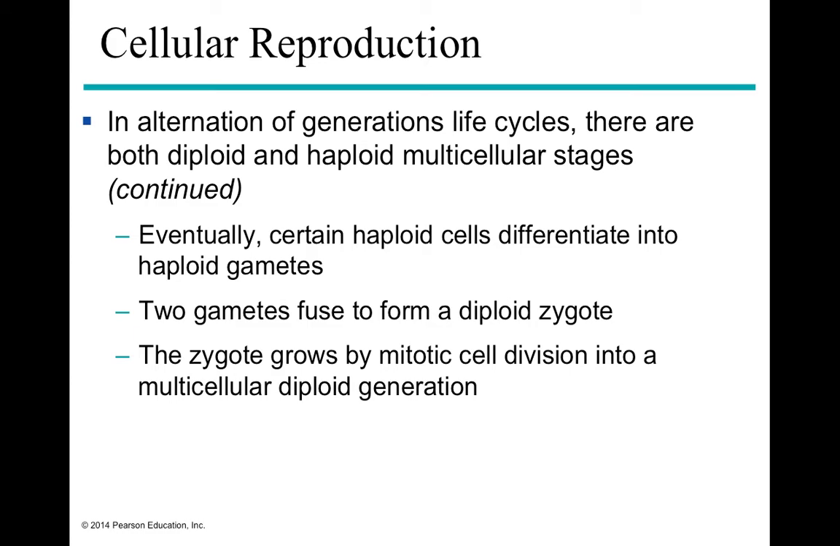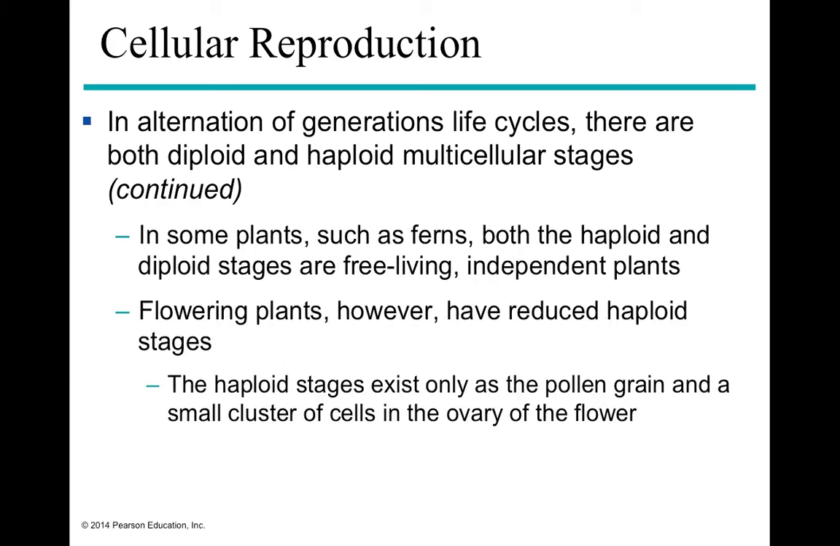That haploid adult generation eventually creates haploid gametes, which come together to create diploid zygotes. Then the diploid zygote grows by mitotic cell division into the diploid generation. So it's alternating: one generation is diploid, one generation is haploid. This is specific to plants such as ferns. Ferns have both haploid and diploid stages that are free-living, independent plants.